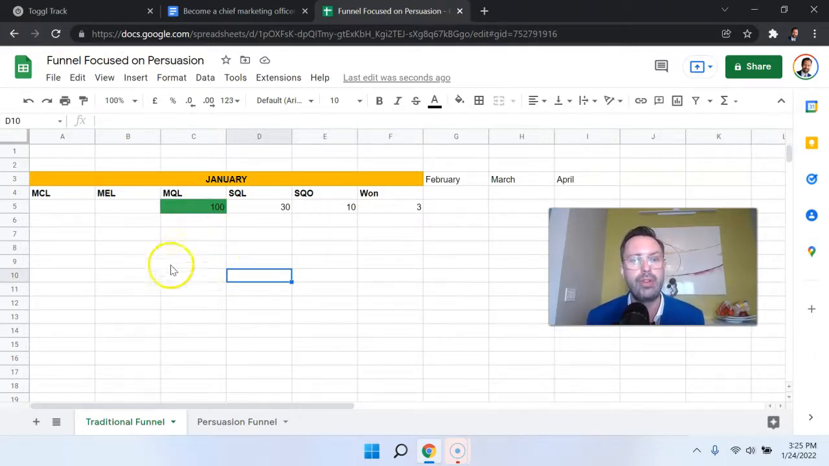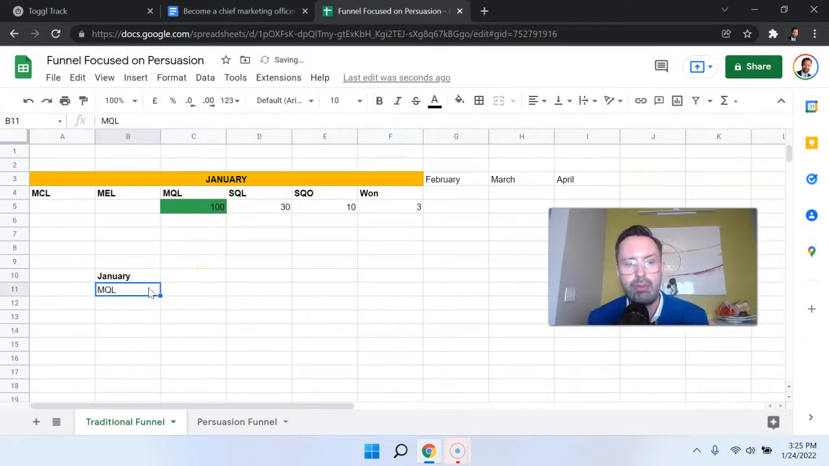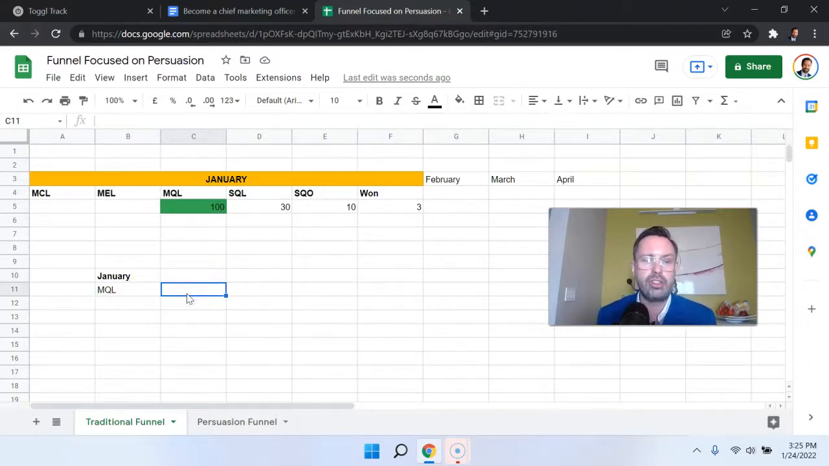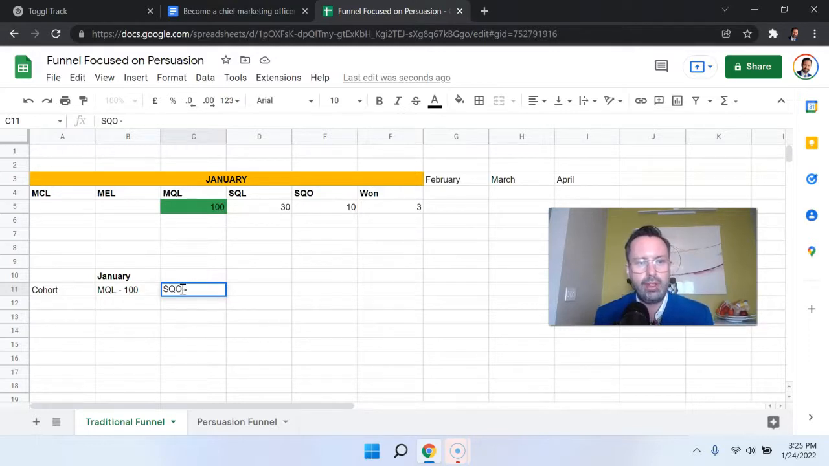So what you would do is you would say, okay, in January, let's look at all the contacts in our database that became MQLs in January, and of all time, how many won customers do we get from that cohort? So this is the cohort, MQL 100. And then we may say that total SQOs was 50.